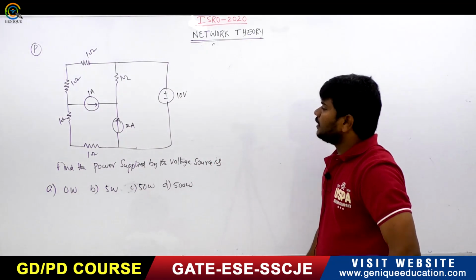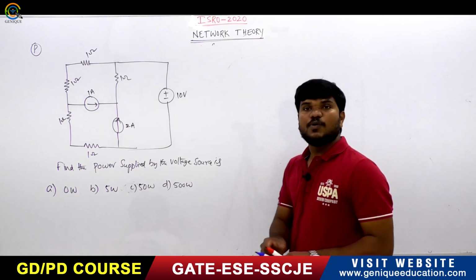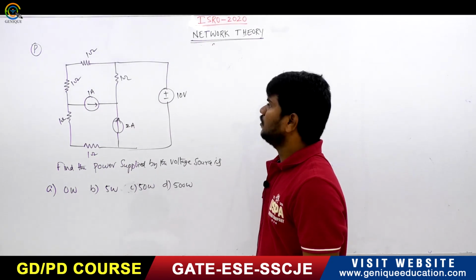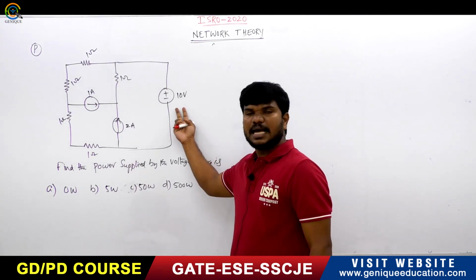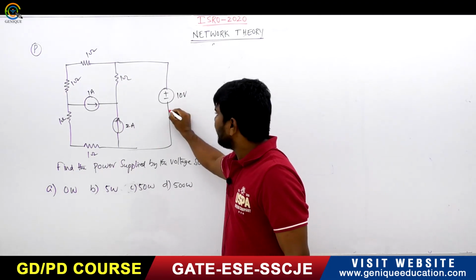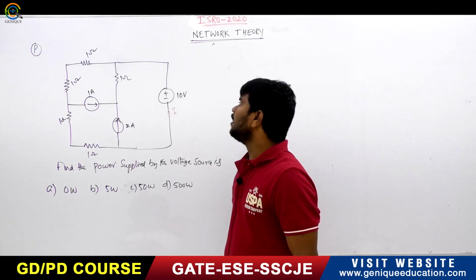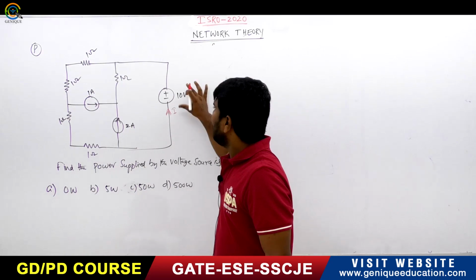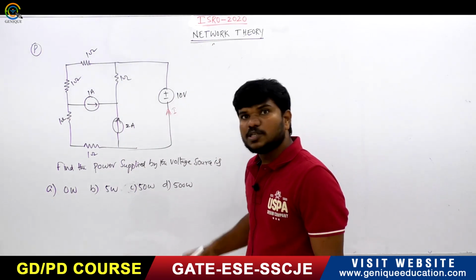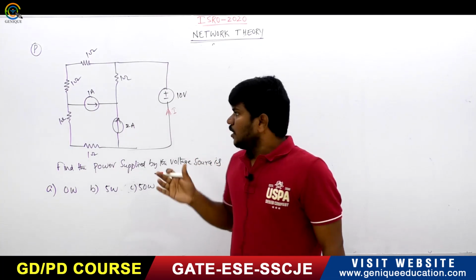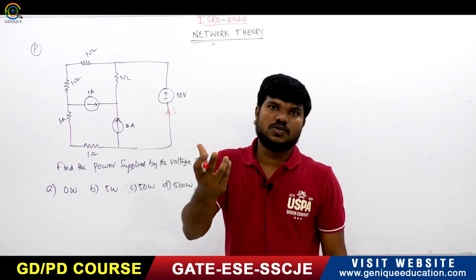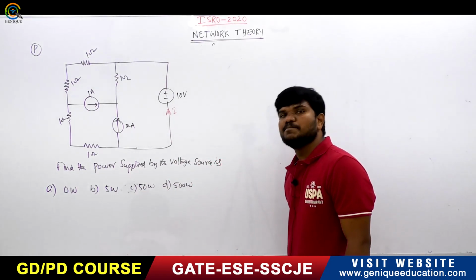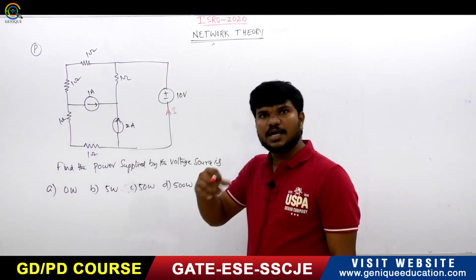So, what will be the power supplied by the voltage source? Where is the voltage source? The voltage source is here. So, we have to find the power supplied by this source. How can we find it? The voltage is already there. To find the power, you have to find the current in this voltage source. Voltage into current is equal to power. Suppose if you ask to find the power in the current source, we have to find the voltage across the current source. Then we can get the power delivered or absorbed by the current source.